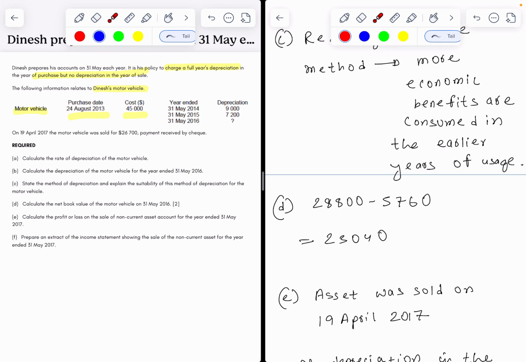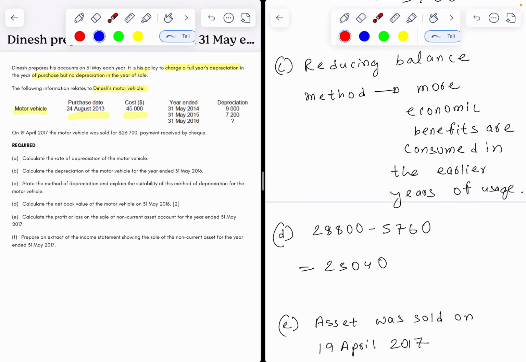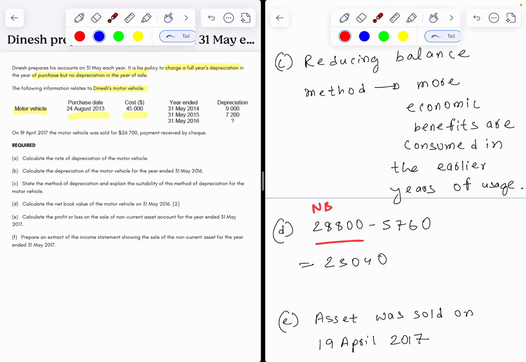Question D. Calculate the net book value of the motor vehicle on 31 May 2016. So this is pretty easy. We already know the net book value at the end of year 2, which is at the end of 31 May 2015, and that is $28,800. And from there, we subtract the depreciation expense for year 3, which is what we derived to be 5,760, and that gives us a net book value of $23,040 on 31 May 2016.